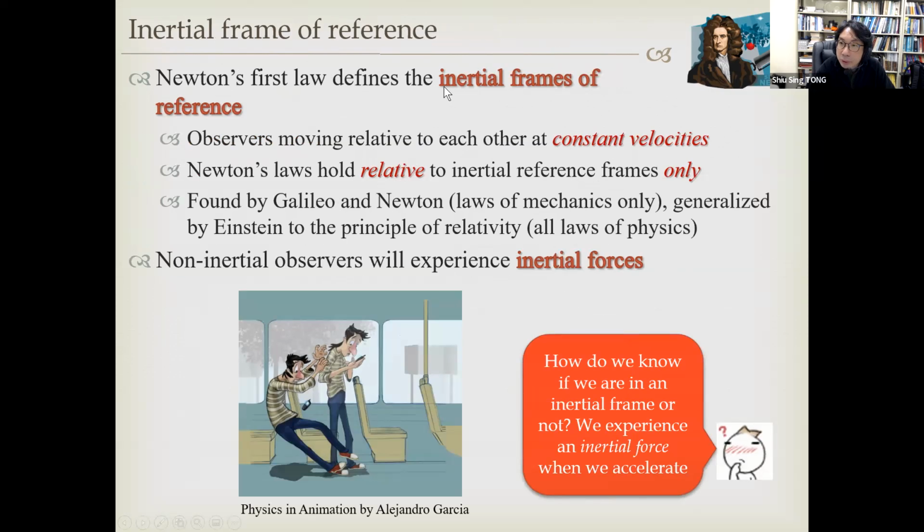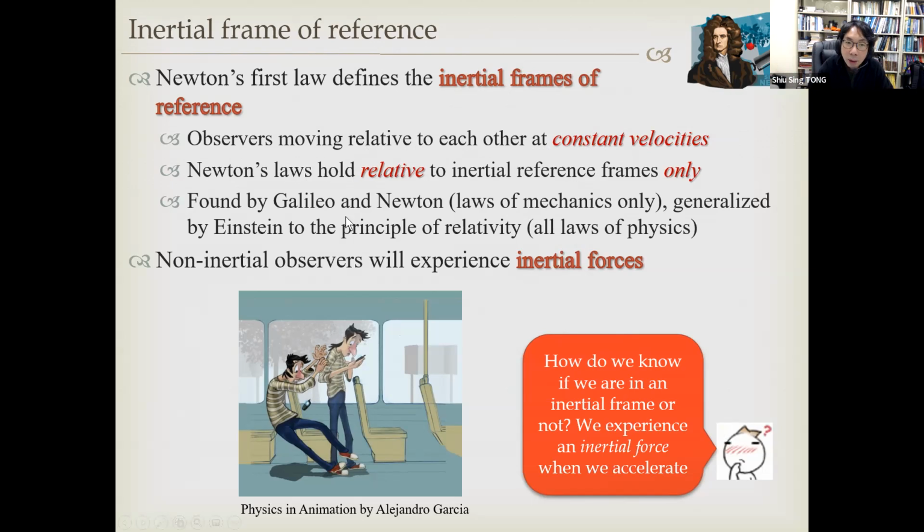Now, Newton's first law defined what is called the inertial frame of reference. Inertial frames of reference are observers moving relative to each other at constant velocities. And Newton's law is said to hold relative to the inertial observer only. So when you want to describe the motion of the world with Newton's law, you yourself must not be accelerating. You yourself must be in an inertial frame. Inertial frame means you yourself are either at rest or in uniform motion.